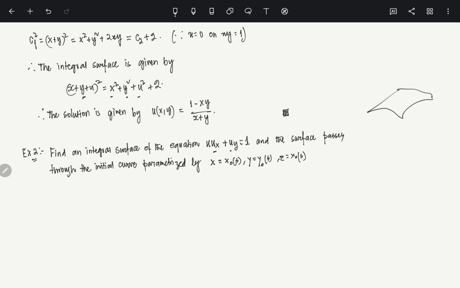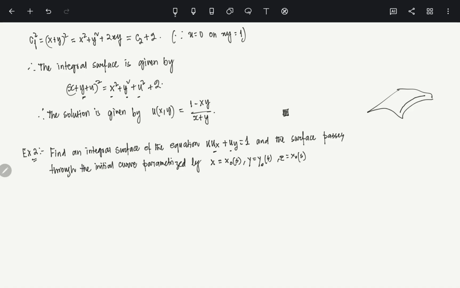Now we want that solution in such a way that it passes through the initial curve. The integral surface should contain that curve, and that is our initial curve where we start the generation of this surface. Okay, right.